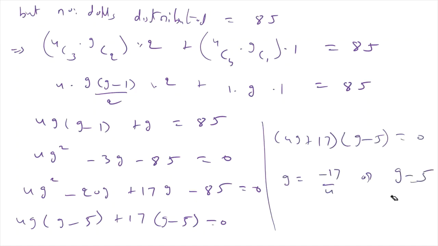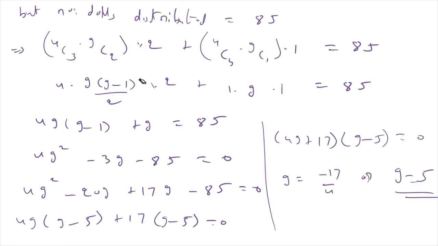So G is equal to minus 17 upon 4 or G is equal to 5. But G stands for number of girls. Number of girls cannot be negative or cannot be a fraction. Therefore G is equal to 5. So the total number of girls in the class is going to be 5. So if you are able to write down this equation, then things will be easier.